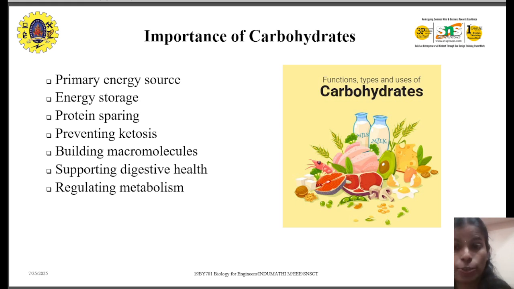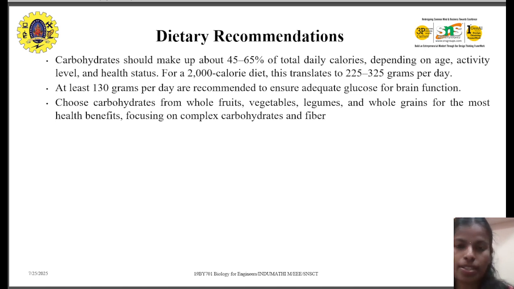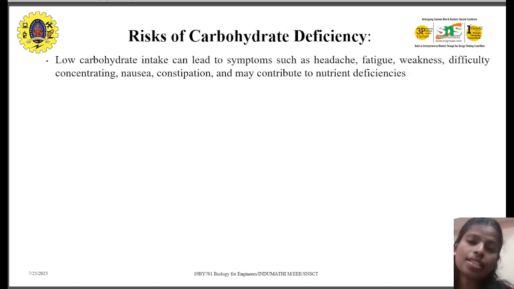So what is the importance of carbohydrates? Carbohydrates are the primary energy source, and they prevent ketosis. They are used for building macromolecules, support digestive health, and are used for regulating metabolism. What happens when we have carbohydrate deficiency? A low intake of carbohydrates can lead to symptoms like headache, fatigue, weakness, nausea, constipation, and several other nutrient deficiencies.